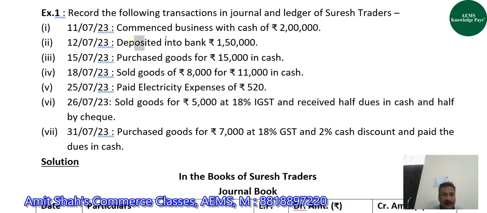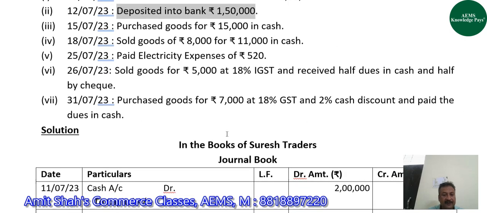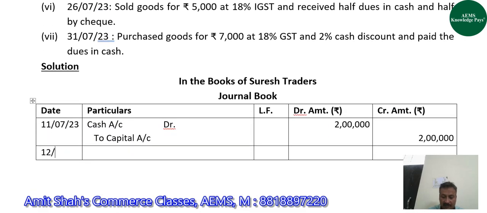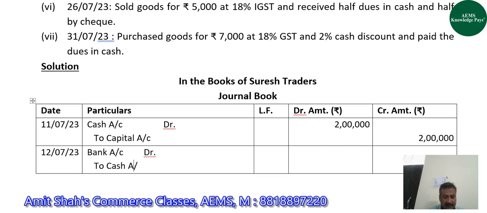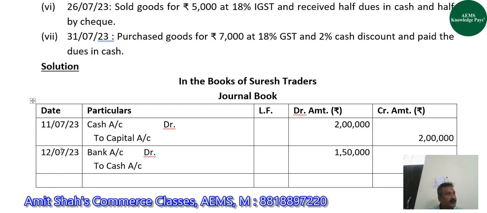On 12th July, cash was deposited into bank of rupees 1,50,000. So 12th July 2023, we will debit bank account, right? And cash account will be credited with rupees 1,50,000. Correct?